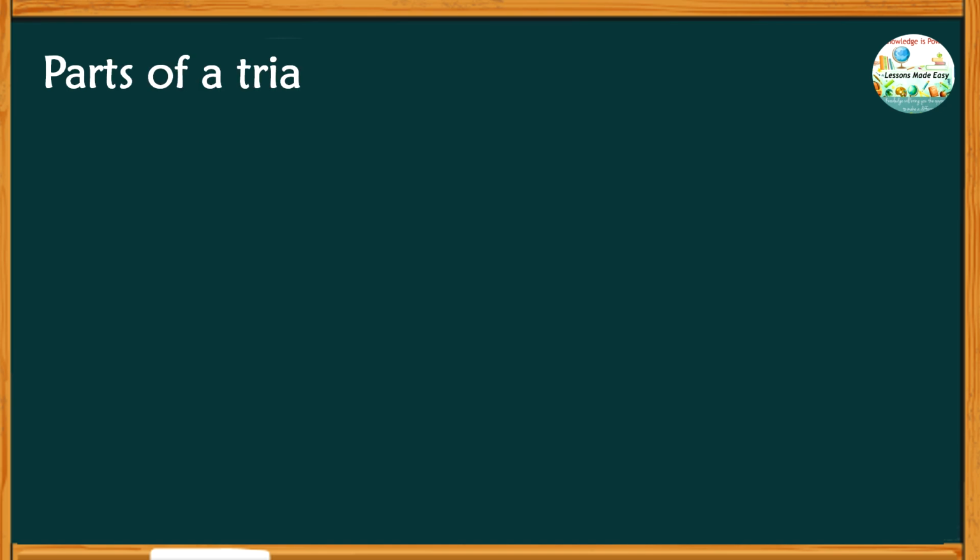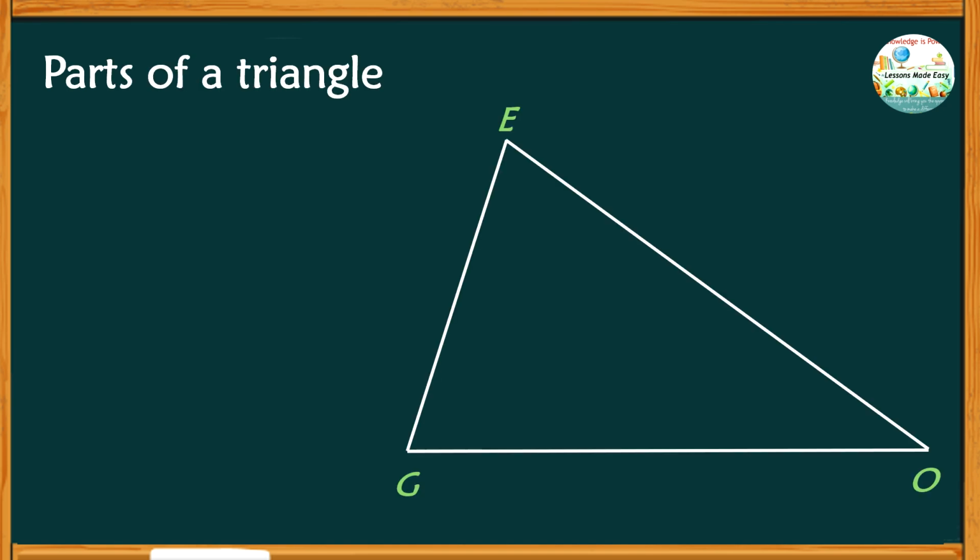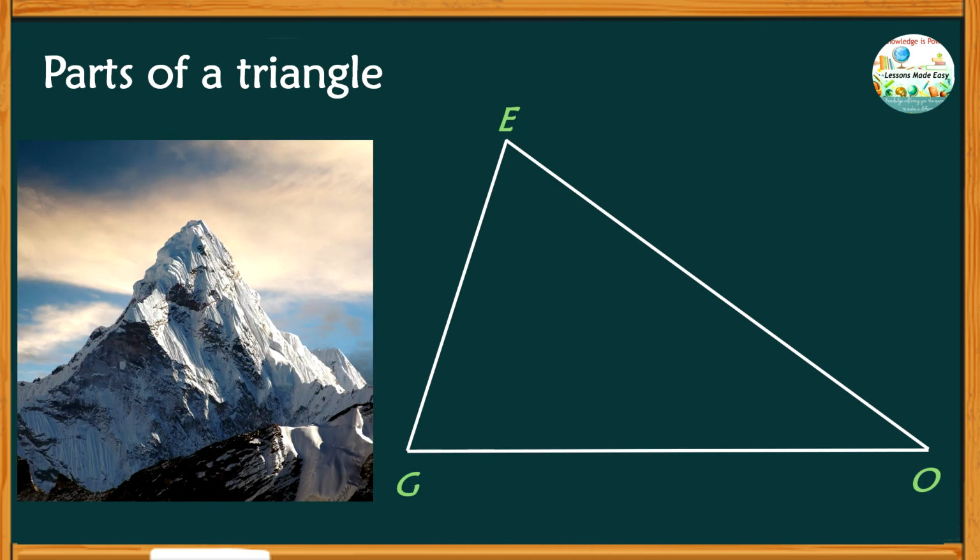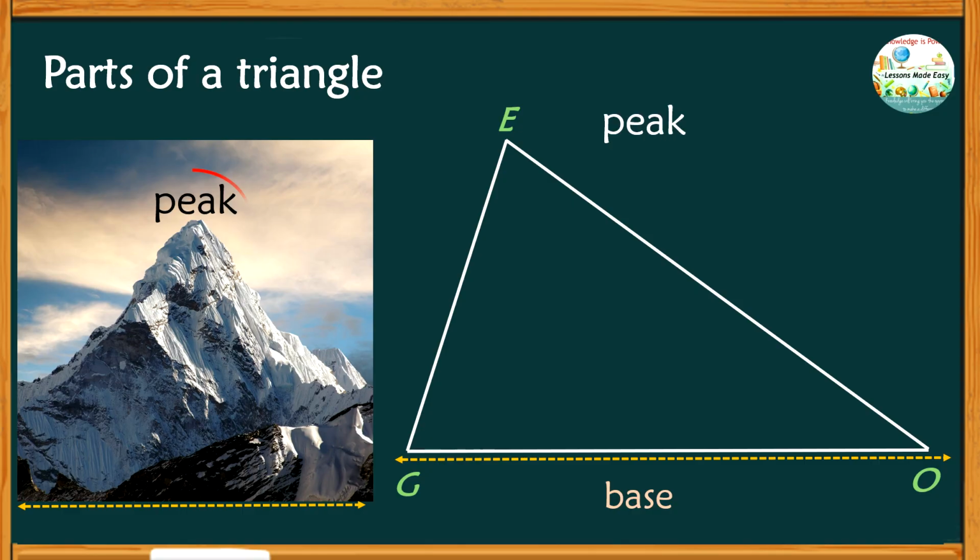Parts of a triangle. Basically, a triangle is just like a mountain, where the part that is parallel to the ground is called the base, and opposite the base is the peak, or the highest point of the mountain. In this given example, the peak is angle E, and it is also called the peak angle. The peak angle is always opposite the base.